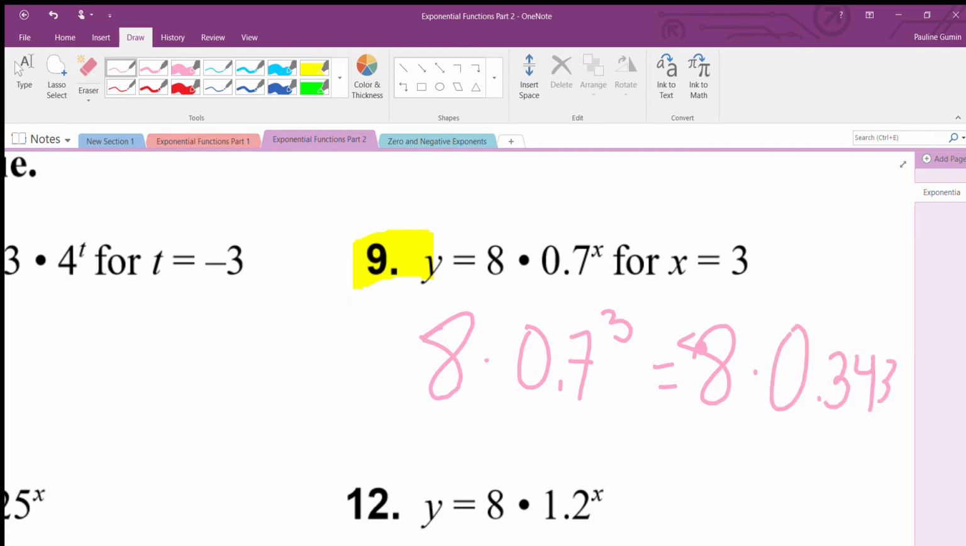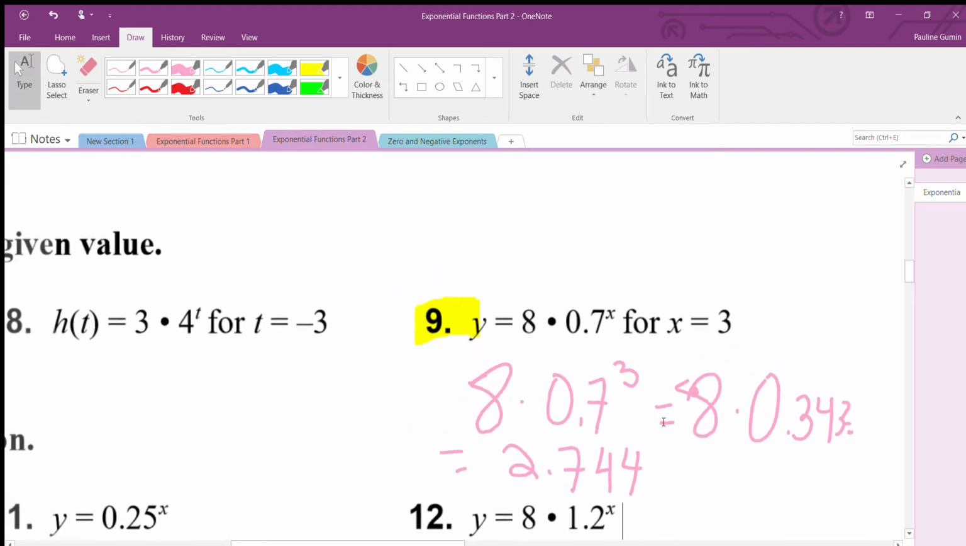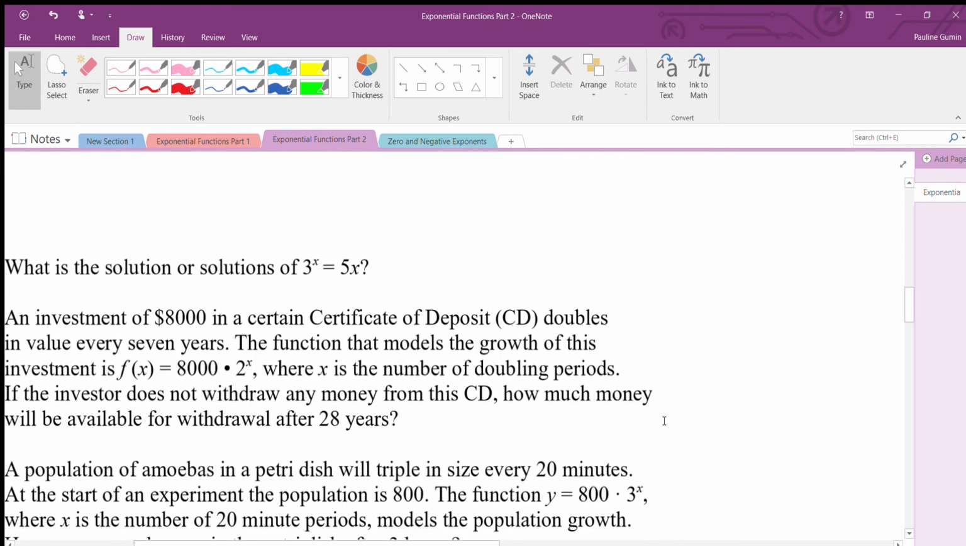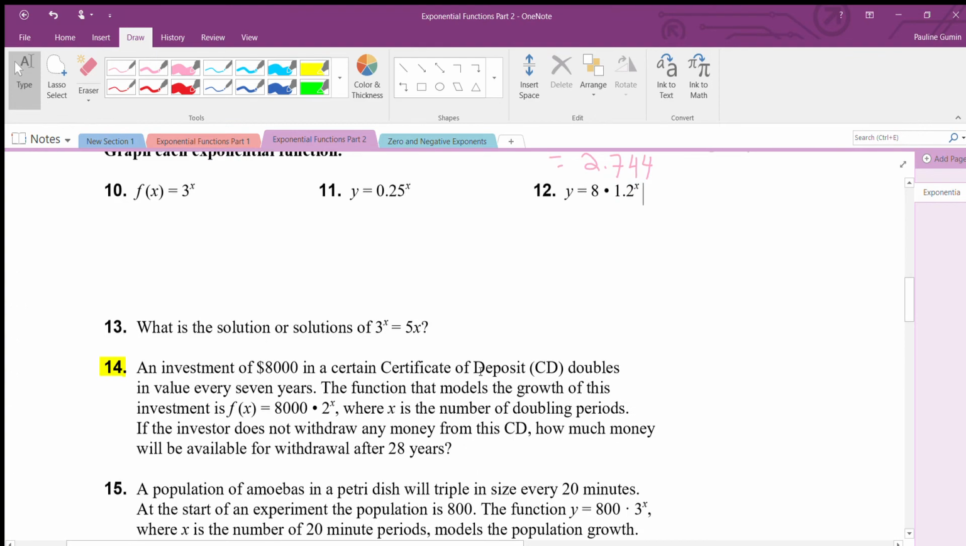Okay, and then I'm going to multiply 8 by 0.343, and my answer is 2.744. All right, not too bad that. You just have to be very careful and mindful of the order of operations.